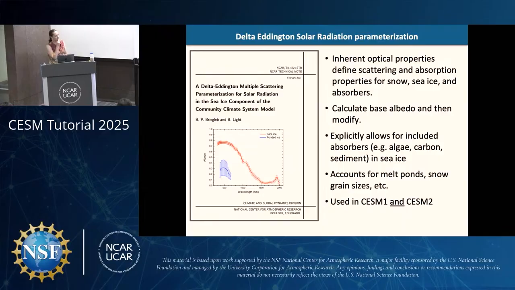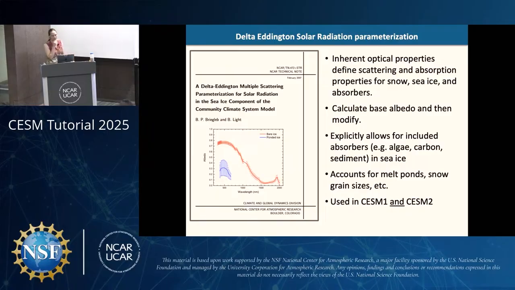All right, a couple other parts of the thermodynamics to be aware of: the solar radiation parameterization is called the delta Eddington parameterization. This has been around for a little while, but many models use it. It has inherent optical properties of the ice or the snow itself, and this is how we determine scattering or absorption. So we calculate a base albedo, and then you can modify this based on the snow grain radius, the temperature of the snow, and how those things would evolve.